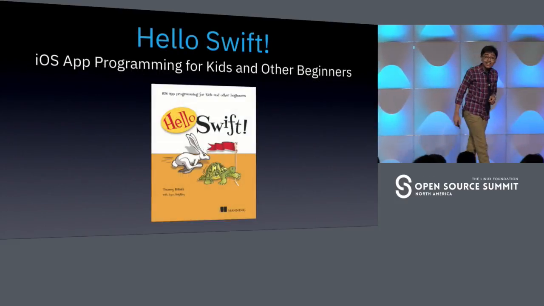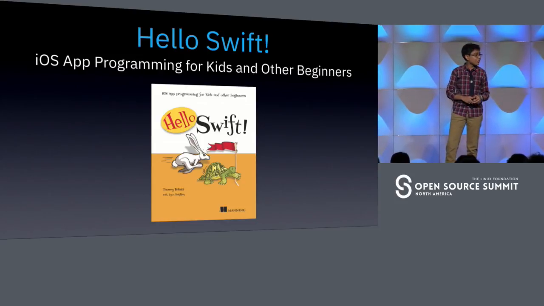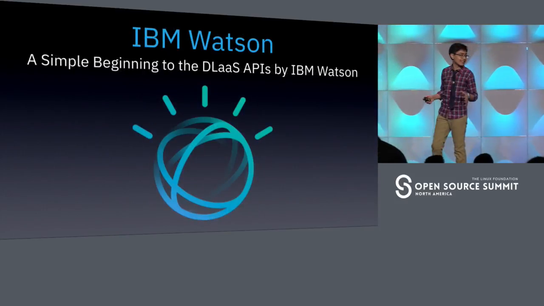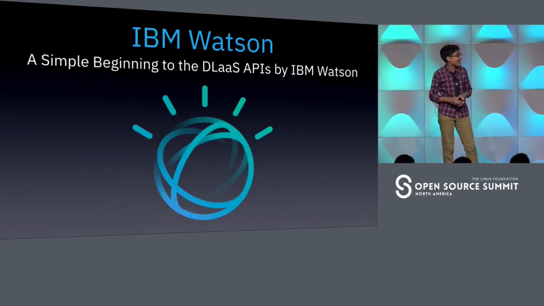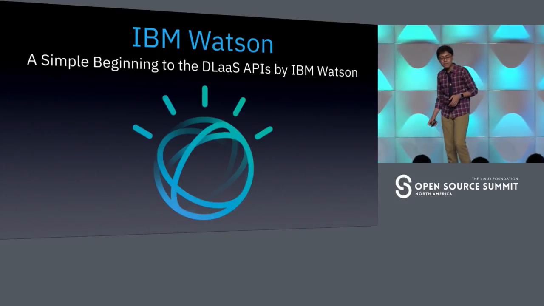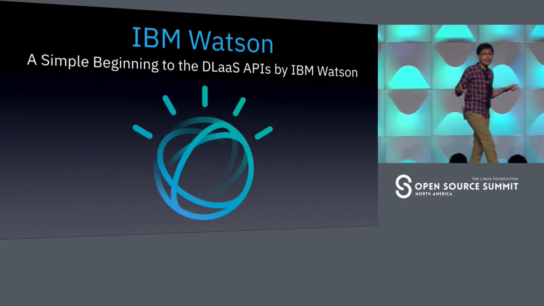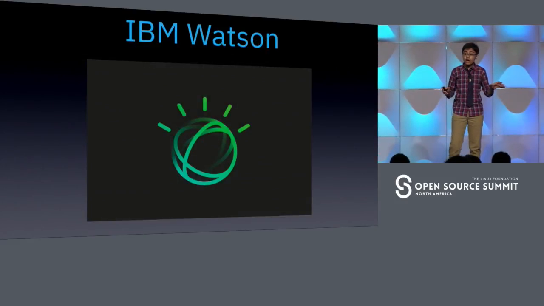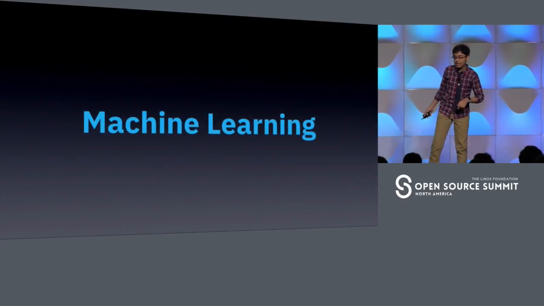But as I also mentioned, I'm an author, and I've written a book called Hello Swift, iOS App Programming for Kids and Other Beginners. And I'm also currently working on writing another book about IBM Watson, which will give you a simple beginning to the deep learning as a service APIs that IBM Watson provides. But as you can tell so far, I am really passionate about services like IBM Watson, and especially how you can integrate custom machine learning capabilities into your applications.